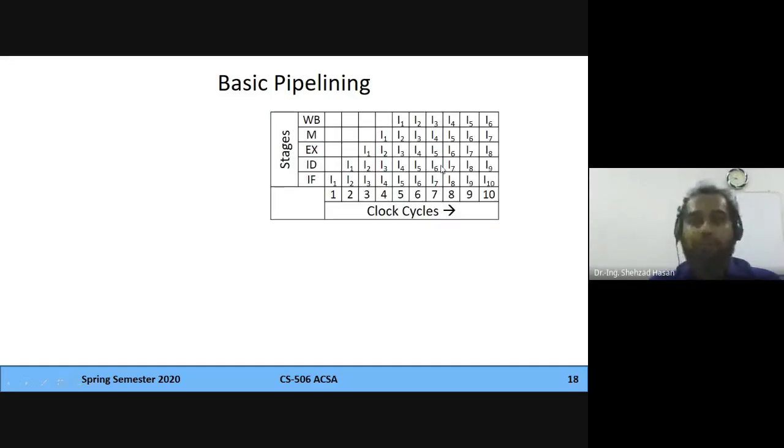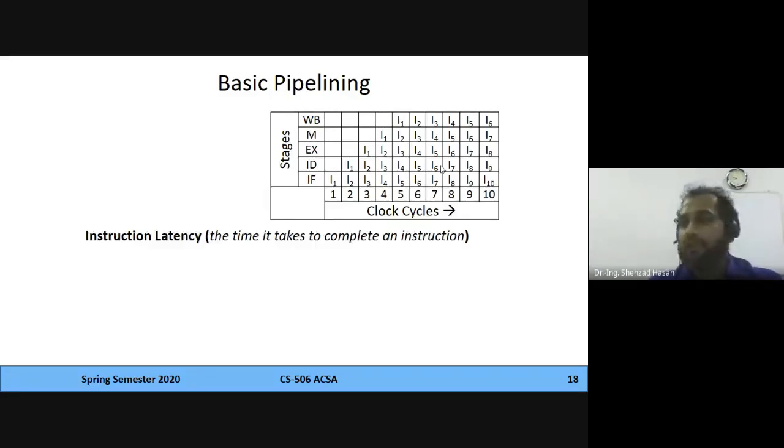So how is this going to improve the performance? Instruction latency is described as the time it takes to complete an instruction. Here we can see that every instruction is going through 5 stages. So if we say the instruction latency is the time from the start of the instruction to the end of the instruction, we say that instruction latency is still 5 cycles, because instruction 1 is taking 5 cycles to complete, instruction 2 is also taking 5 cycles to complete, started at this point, ended at this point. So any instruction that you select is going to take 5 cycles.